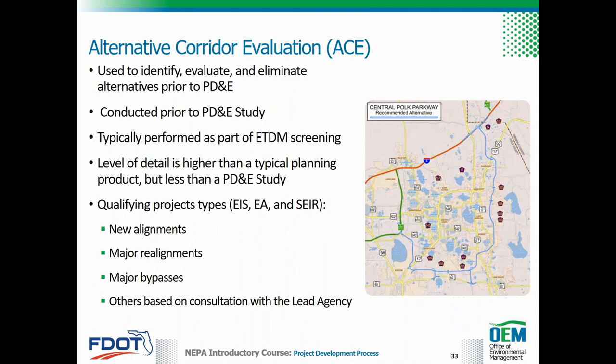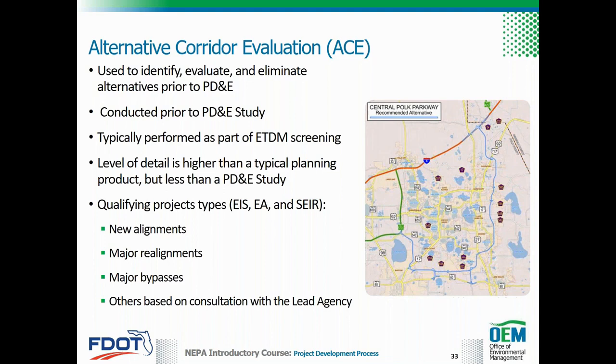The district should use the ACE process to support potential environmental impact statement and certain environmental assessment projects. The ACE process may also be used to eliminate corridors that are part of a state environmental impact report when new alignments are under consideration.